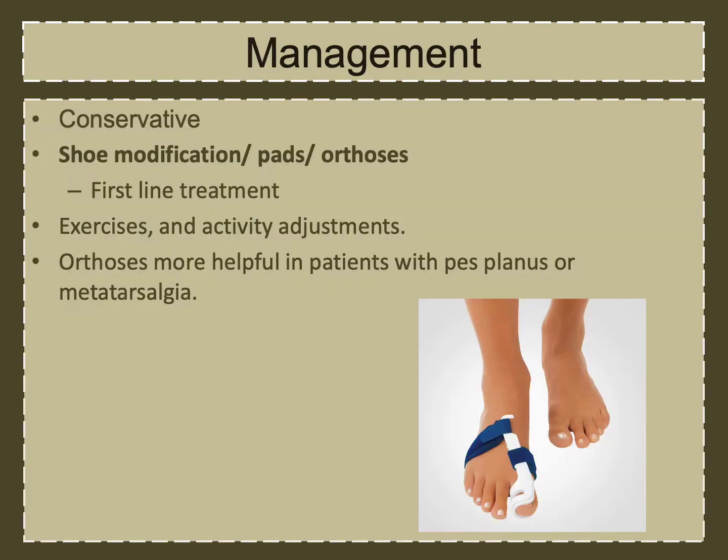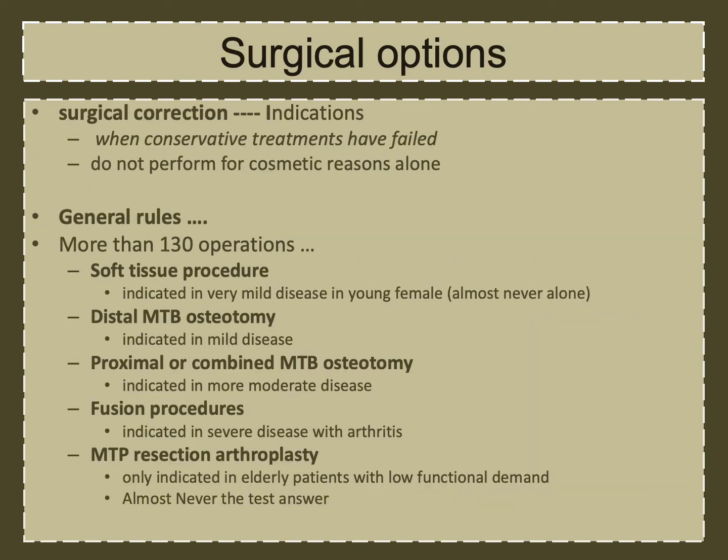So for almost everyone, you really want to think about conservative management to start. And this means shoe modification, because we talked about shoe wear being a big issue. It's our first line of treatment. Exercise, activity adjustments, and orthoses are more helpful in patients with pes planus or metatarsalgia, so when talking about in-shoe orthotics. And then when we talk about surgical options, in general, the indications are when conservative treatments have failed.